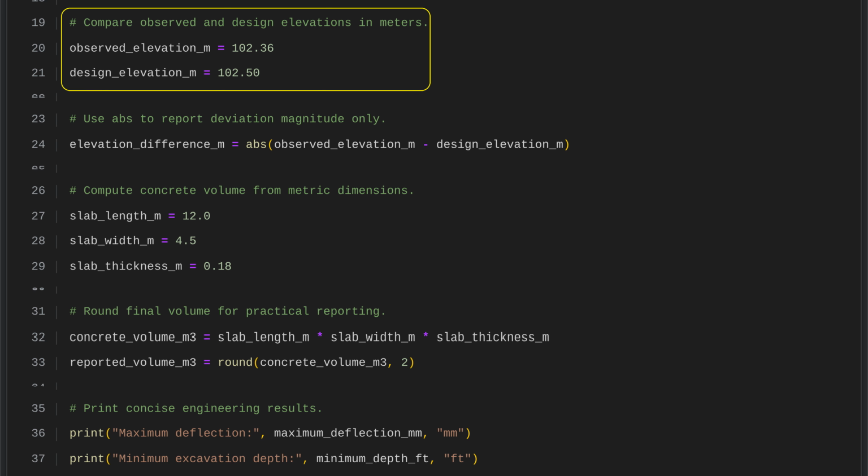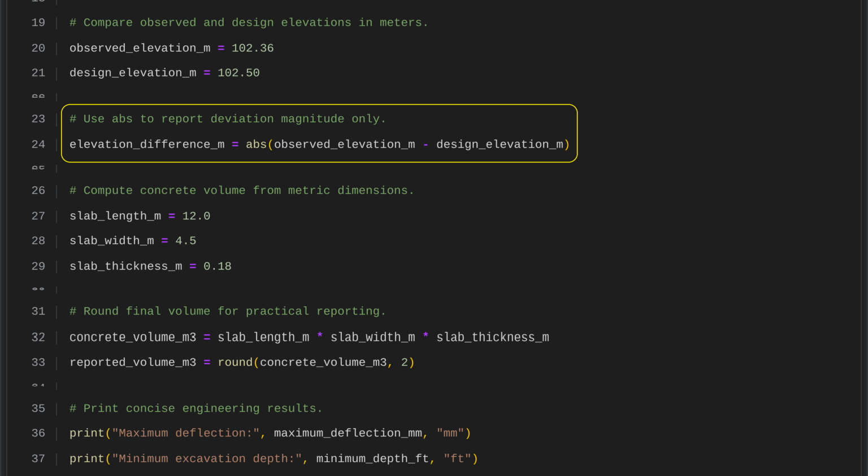The observed elevation is 102.36 meters, while the design elevation is 102.50 meters. Comparing these values shows how the measured site height differs from the planned engineering height, helping identify any deviation from the design. To compare observed and design elevations, use the absolute difference between them.